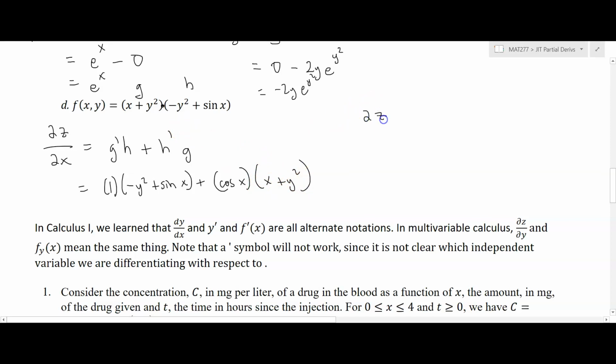Similar process for dz dy. dz dy will still be this formula, but it will now be the derivative with respect to y. So the derivative of x plus y squared with respect to y is 0 plus 2y, times the second, which is negative y squared plus sine of x, plus the derivative of the second with respect to y, so that's going to be negative 2y plus 0, times the first. There it is.